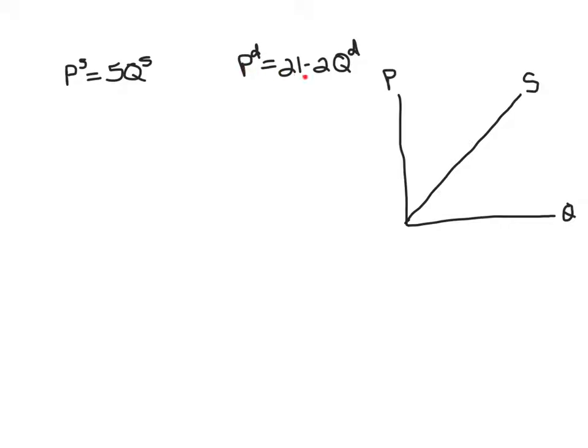For the demand curve, we have a y-intercept of 21, so we're going to start up here at 21, and then we have a slope of negative 2. So let's draw that in. That's our demand curve. And again, the supply curve starts here at 0. The demand curve starts at 21. We know that the intersection of supply and demand is where our equilibrium will be, Q star, and the market clearing price at which both quantity supplied and quantity demanded are equal.